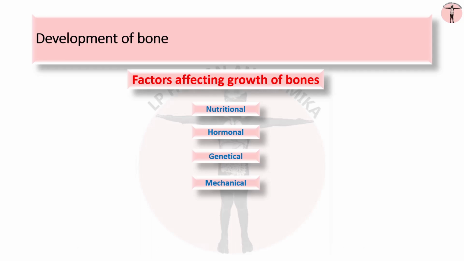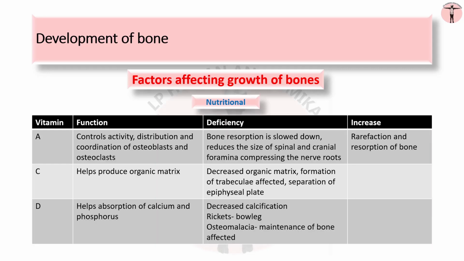Now, let us see the factors affecting growth of bones. The factors regulating bone growth may be nutritional, hormonal, genetical, and mechanical. Nutritional: vitamin A controls the activity, distribution, and coordination of the osteoblasts and osteoclasts. Deficiency of vitamin A causes a disturbance between bone formation and resorption, the latter being slowed down. This reduces the size of the spinal and cranial foramina with eventual compression of the nerve roots. High vitamin A concentration leads to rarefaction and resorption of bone.